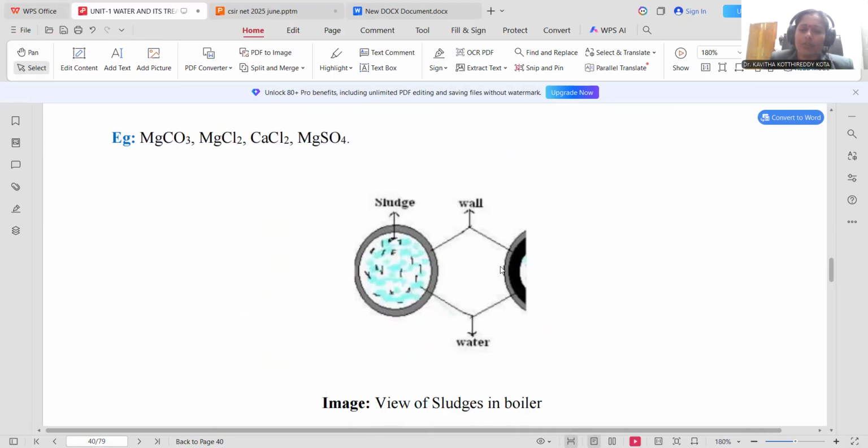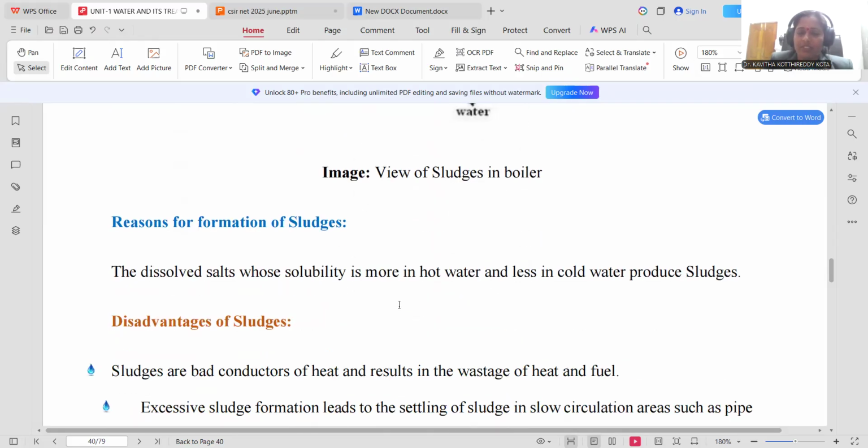If you observe this boiler, for example, this is the surface of the boiler where you can notice the sedimented particles. They look like a loosely bonded material only, but whenever they are present in the water, they create difficulty during transportation, during movement of the steam. That's the reason why sludges are not preferable within the boiler during steam generation.